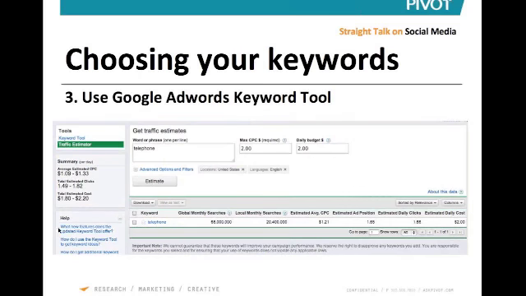And then there's also, previously we were in the keyword tool section, there's also this traffic estimator section that gives you an idea of, if I use this phrase for my Google AdWords, and this is the maximum cost per click that I want to spend, and this is my daily budget, how can I expect my ads to do? How well am I going to do based on that word phrase and that budget? And it gives you an idea.